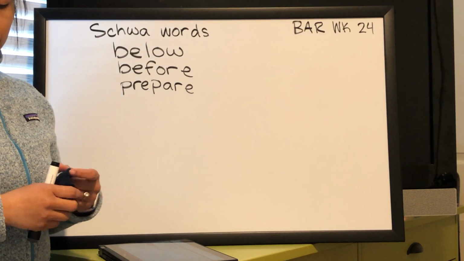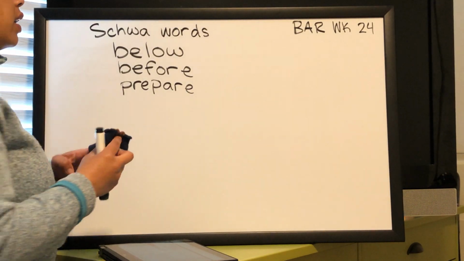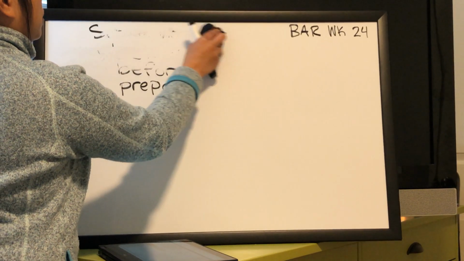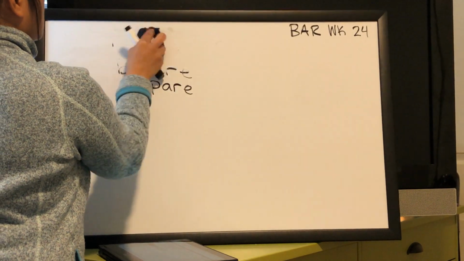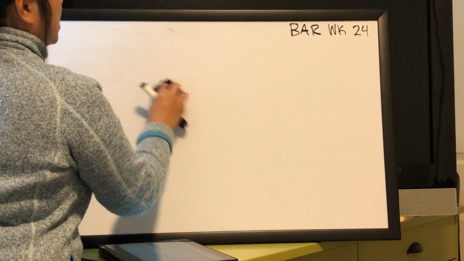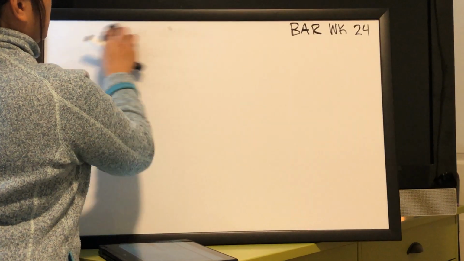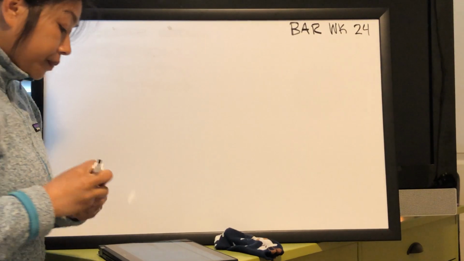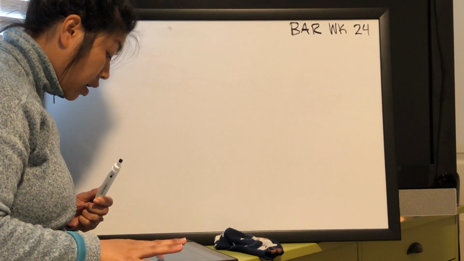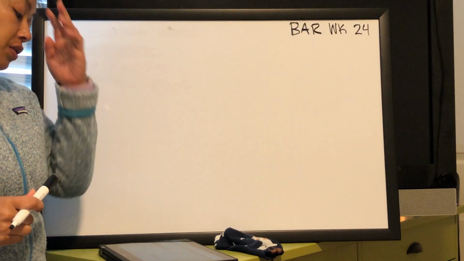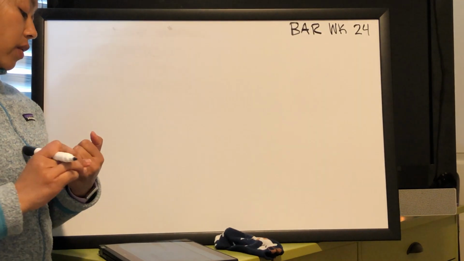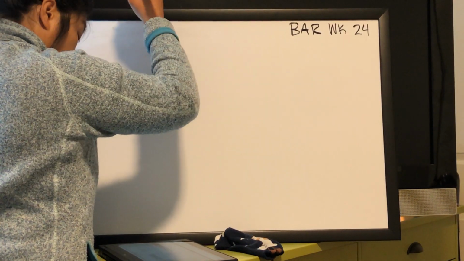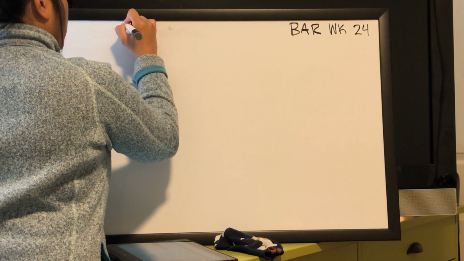Now, we are going to move on to week 24, lesson 2. You can find this resource as well on your email attachment or Seesaw labeled week 24, lesson 2. What we're going to do is introduce the suffix tion, sion, and ion.